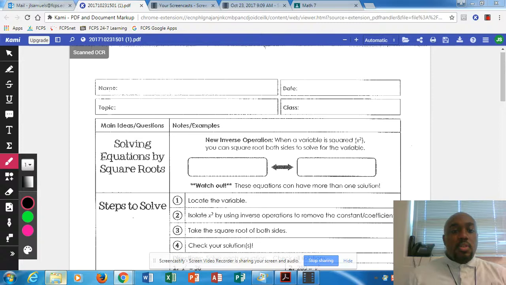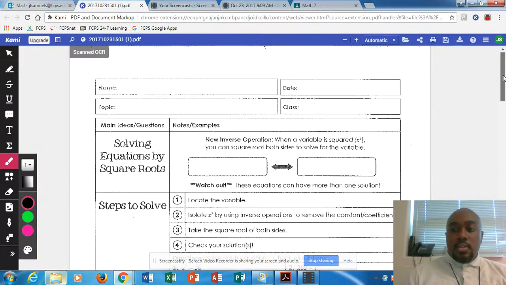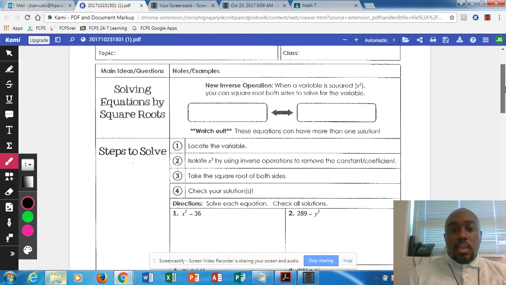Today we're talking about solving equations by square root. We're still doing the exact same process, now we're just adding the square root aspect into it. So it says, new inverse operation. When a variable is squared, you can square root both sides to solve for the variable.